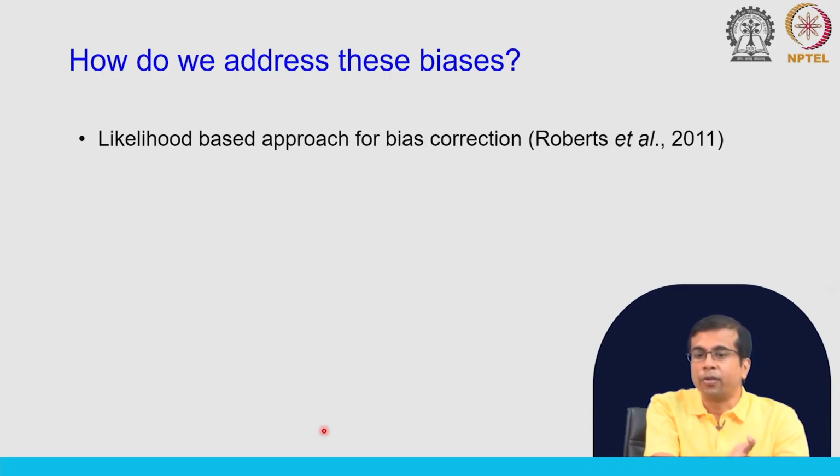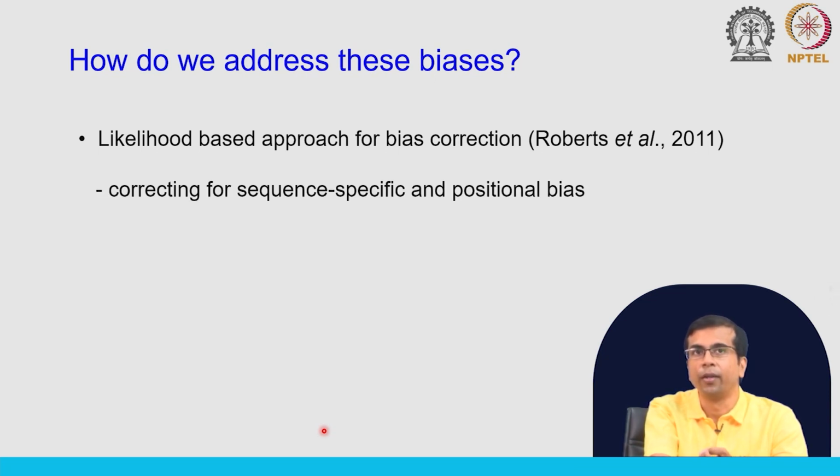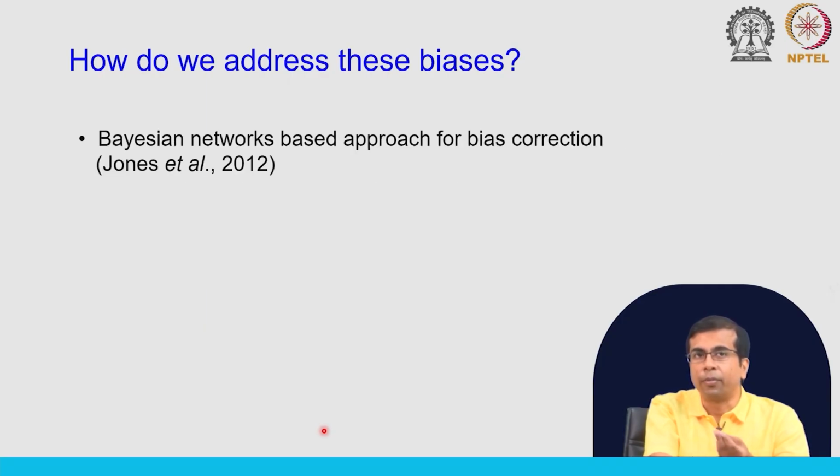You also have something called a likelihood-based approach for bias correction. Again, we are not going into the details of all these methods. What it does is look at the expression variation as well as the bias. It develops models that generate estimates for this bias, and it can correct for sequence-specific and positional bias. There are other methods, for example, this one proposed using a Bayesian network-based approach. Again, we are not going into the statistics. If you are interested, you can have a look.